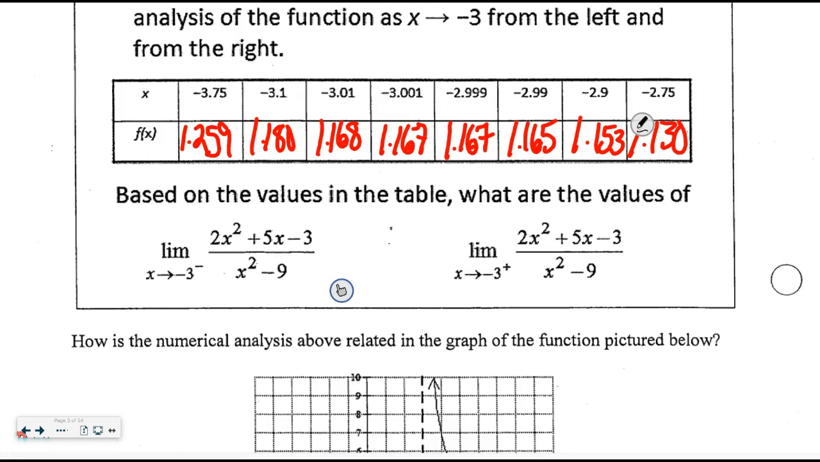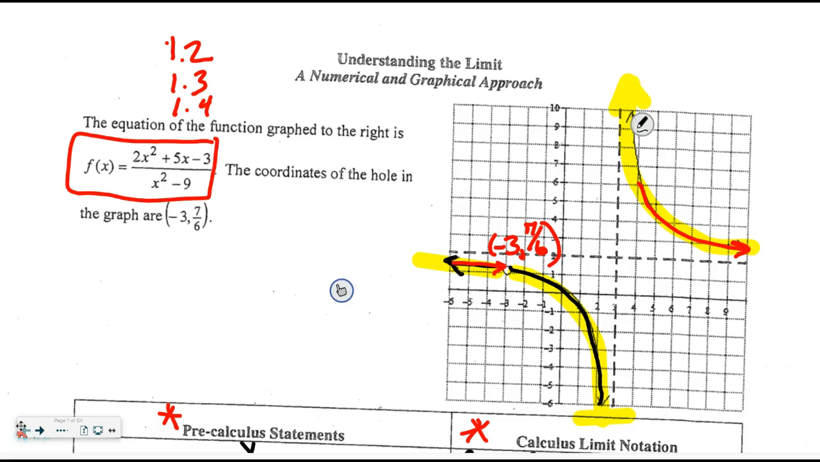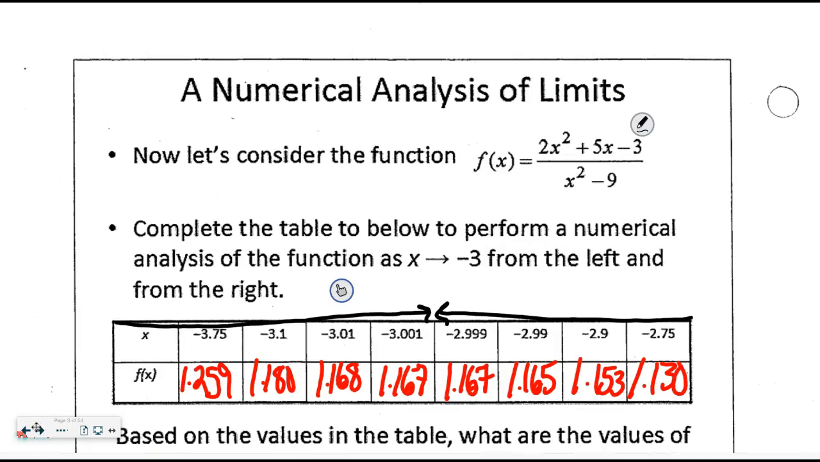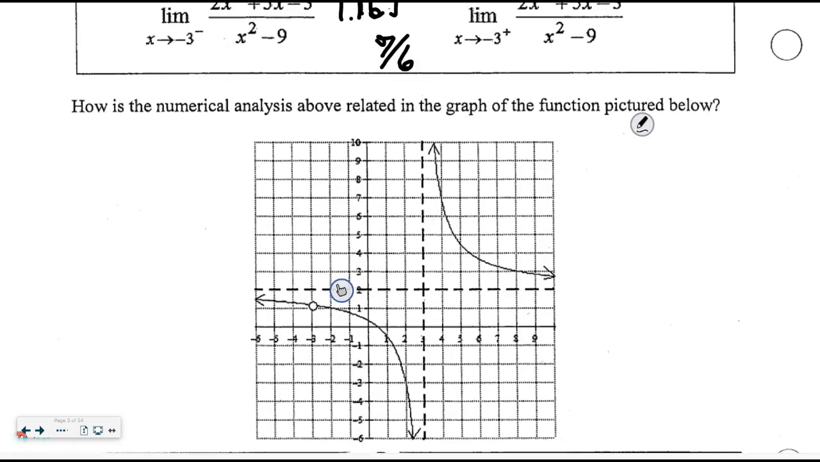So as I'm coming in from the left-hand side of -3, I seem to be at this 1.167, same as from the right side. It shouldn't surprise you that that's the decimal version of 7/6 rounded to 3 decimal places, because remember the location of that hole on the graph. So let's pop back here to that graph, shall we? As I came in, you'll notice that my table is really corresponding to my visuals on the graph. So we don't need to answer that one.